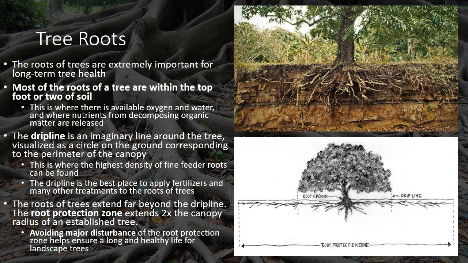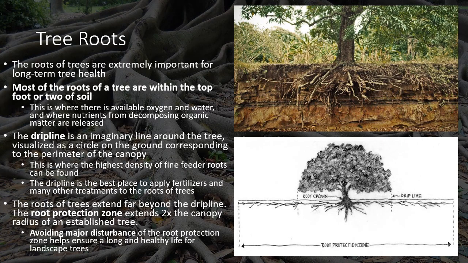Trees' roots often extend out from the trunk up to double or triple the diameter of the canopy. The root protection zone is kind of this imaginary zone. It's a guideline for preserving and protecting landscape trees. It extends out 2 times the canopy radius of an established tree. So basically, go from the trunk to the drip line, and then double that, and that's your root protection zone. You want to avoid major disturbance of that zone in order to ensure that tree can live a long and healthy life.